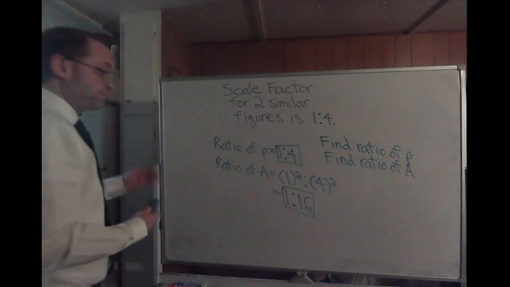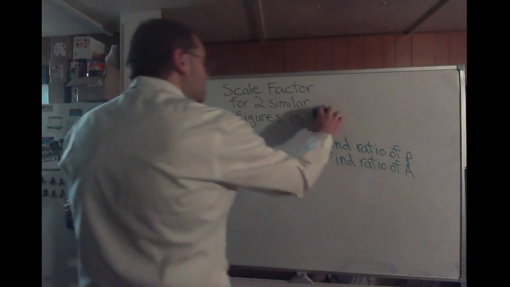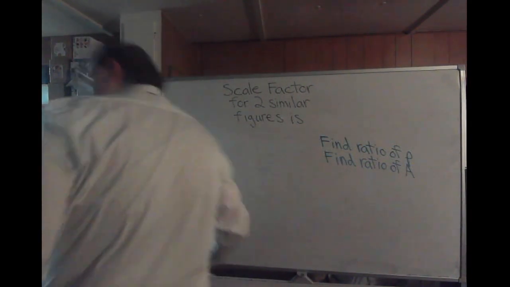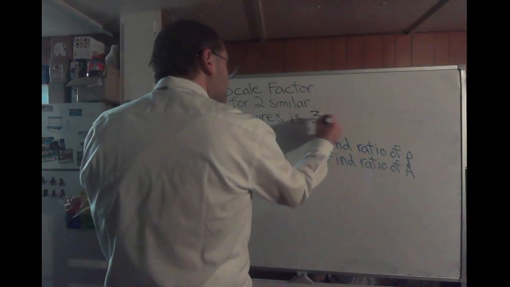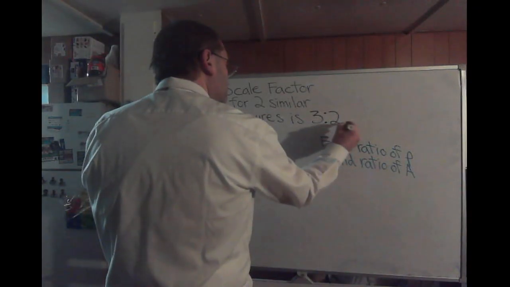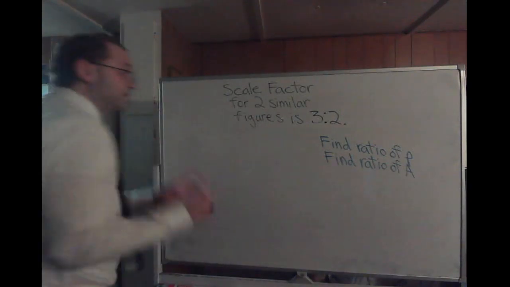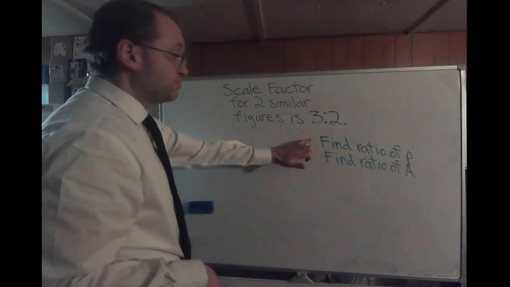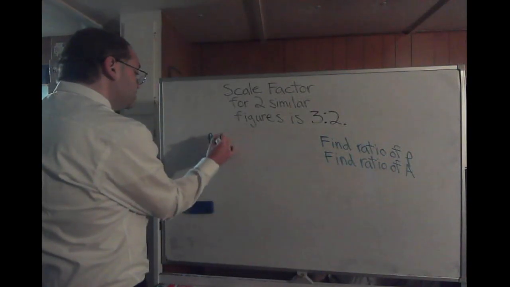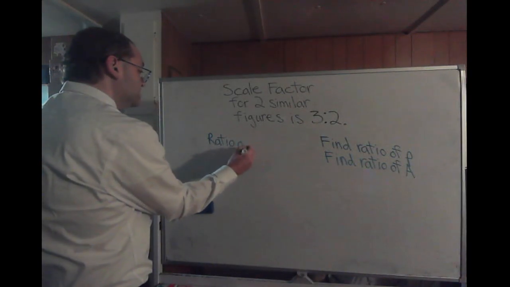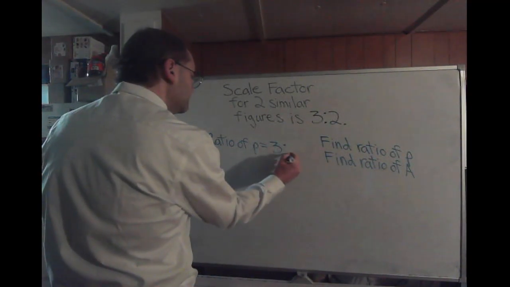And I got more. Let's see, this time the ratio of two similar figures is going to be 3 to 2. So the scale factor for the next two figures is 3 to 2. We want to find the ratio of the perimeters and the ratio of the areas. So as we know, the ratio of the perimeter is the exact same as the scale factor itself. So the ratio of the perimeter is also going to be 3 to 2.